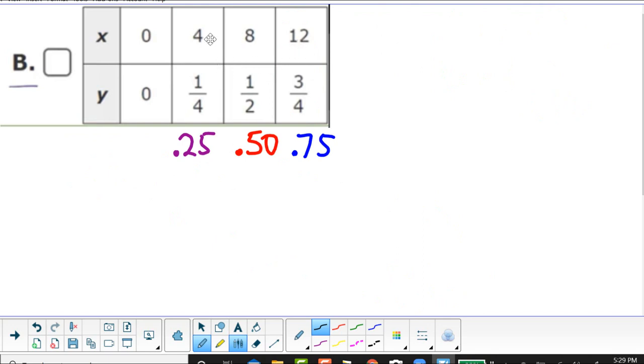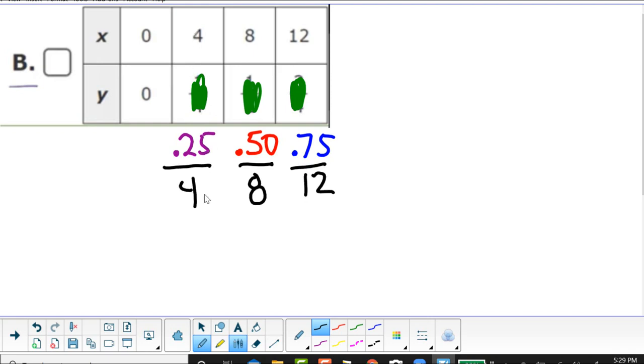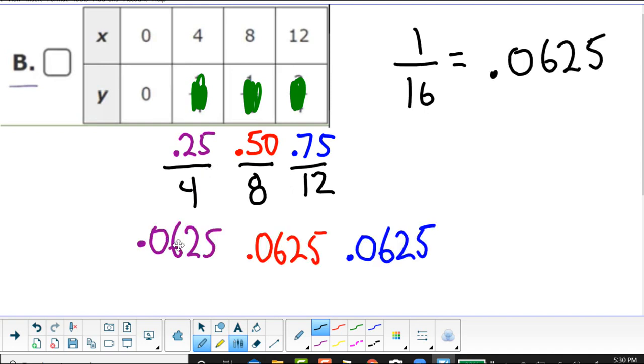Now, if you have a calculator and you'd like, you could just make these into decimals. If I make those into a decimal instead, and then use my calculator and divide, you would get 0.0625 for each one of those. And notice that 1/16 is 0.0625.